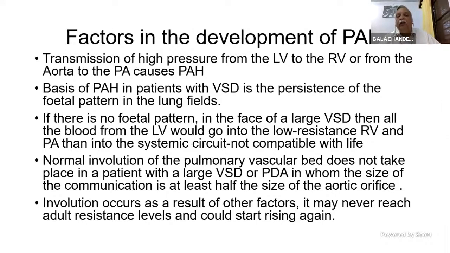Now the basis of pulmonary arterial hypertension in VSD is the presence of the fetal pattern in the lung fields. Now we think that the fetal pattern is a must. In the face of a large VSD, all the blood will go into the LV through the low resistance RV into the PA. And this would be incompatible with life because at a time when the LV is not ready to take this load, it will be flooded with a large left to right shunt.